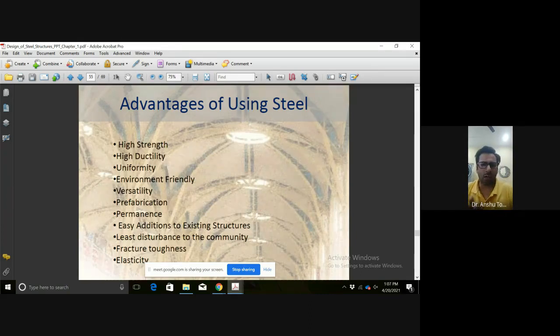What happens in concrete? In concrete you have aggregate and sand, although you try to maintain homogeneous behavior, it is not always 100% possible. But in the case of structural steel, there is a 99.99% chance that it is 100% homogeneous. Uniformity, environment friendly, versatility, prefabrication is possible. It is easy to maintain prefab structures and execute them also.